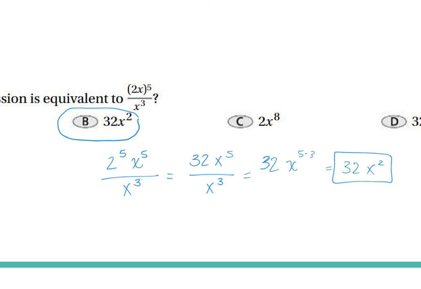This was not an easy question, okay? Because you had to distribute that 5 to both the terms inside, the 2 and the x, because they both have an exponent of 1. And then you had to subtract the 3 from the 5 to get 32x squared. All right, any questions on the warm-up?